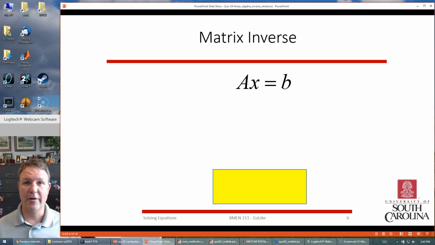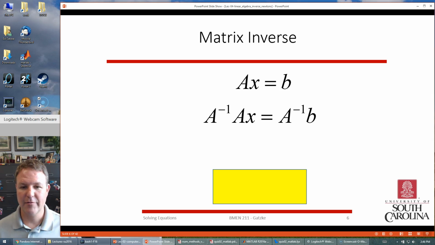Once we have our set of linear equations in this nice form Ax equals b, what can we do? Well, let's assume we have an inverse matrix. Remember we can't always move things around. In this case, we don't want to right multiply. So we're going to left multiply: A inverse times A and A inverse times b.